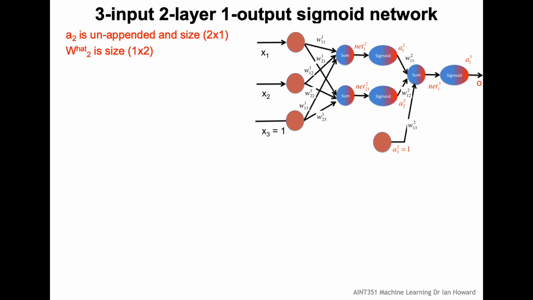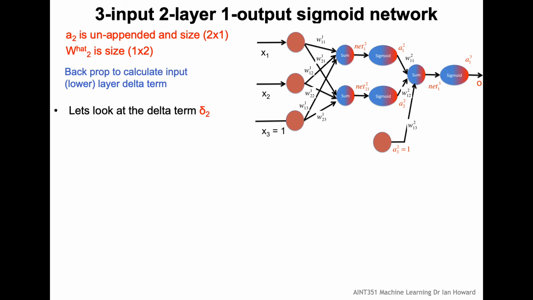So A2 now is the unappended activation outputs, and we're going to call W2 hat the weights relating only to the weights which actually go back to actual output nodes. We don't need to calculate the effective error at the bias node, because we know that value is going to be 1 whatever we do. But we do care about what the effective error is going to be now at the output of the first layer.